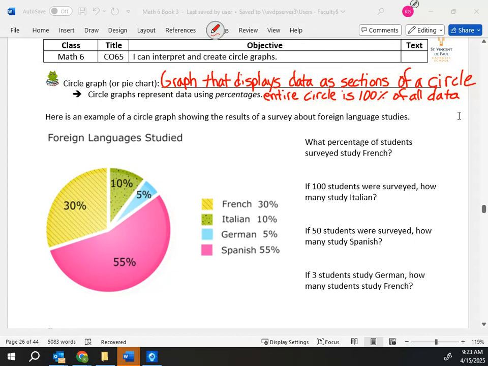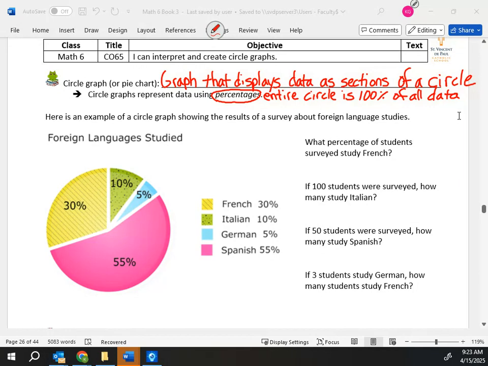Circle graphs are used to represent, oh surprise, surprise, percentages. Because all those sections add up to be 100%. So they are all different percents. So here's an example of a circle graph showing the results of a survey about foreign language studies. Now mine is color coded, so it's a little bit easier to read, but yours with the different shades, you can still follow matching up the shades.